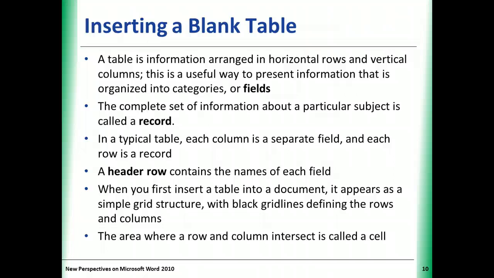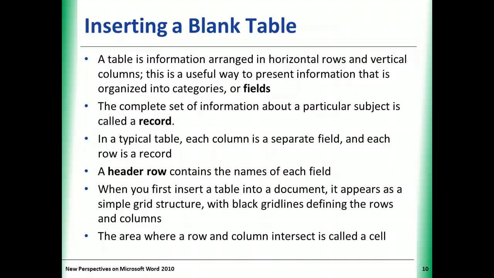And you could have multiple records in a table, which is the next one we're going to talk about. A table is basically a wrapper around the fields. In a typical table, each column is a separate field, each row is a record. A header row is generally the very top row in the table that determines labels like first name, last name, city, state, zip, phone number, email. Okay?